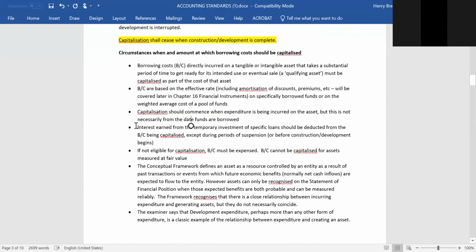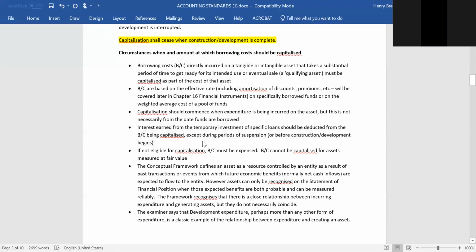Next important point: interest earned from a temporary investment of a specific loan should be deducted from the borrowing cost being capitalized, except during periods of suspension. This side is really of importance for the financial reporting students now, where the examiner previously has been examining point 1 to point 4, but now he has actually been looking at issues of the next point which has been highlighted.